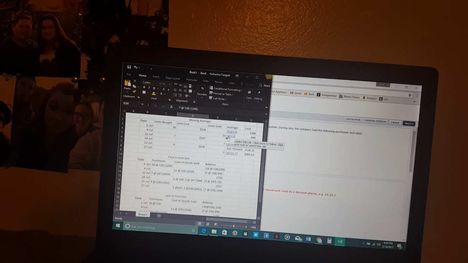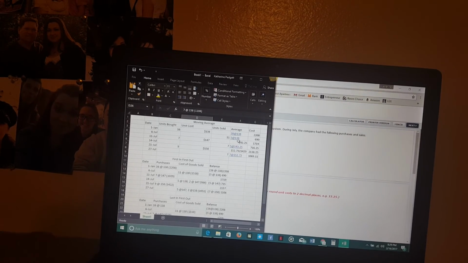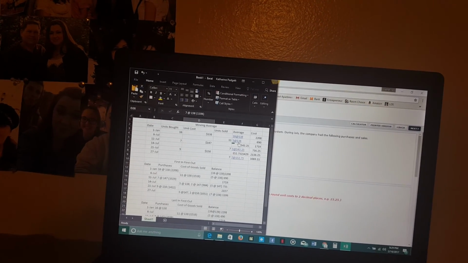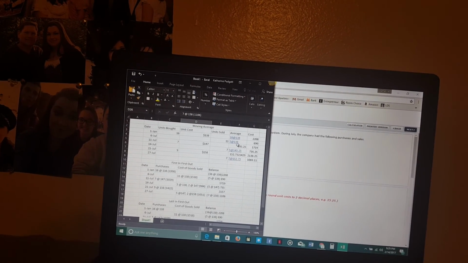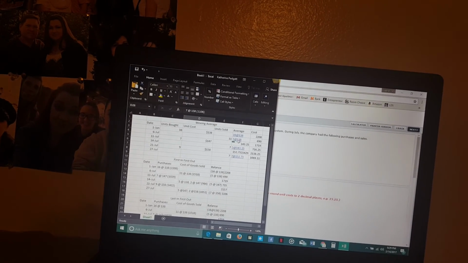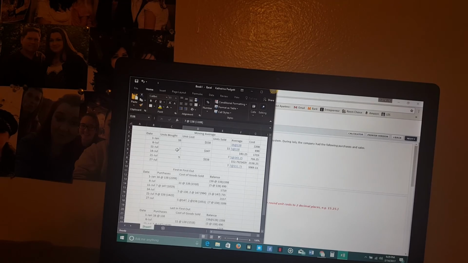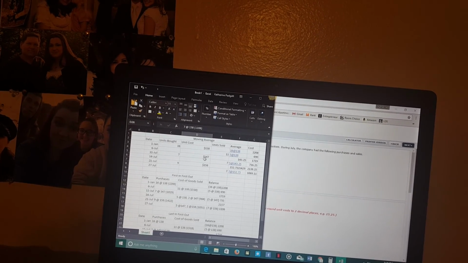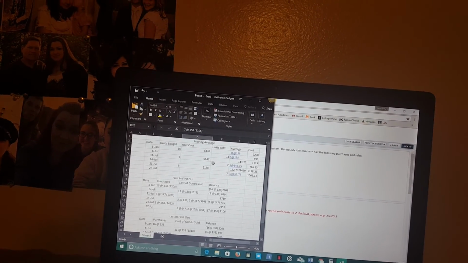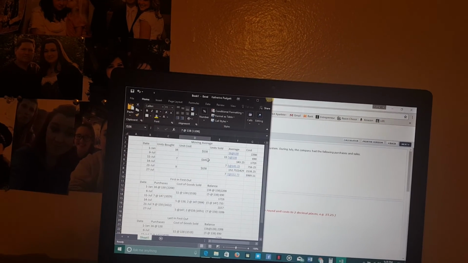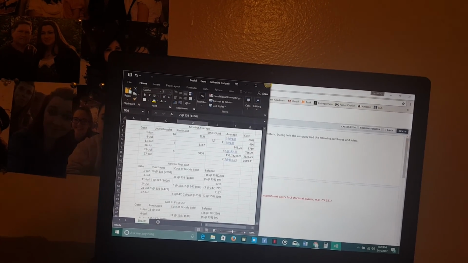So then we have 5 units left after we sell those 11, and those are going to be at $138. Then on July 11th is when it starts changing up a little bit. We buy 7 units for $147 apiece. And obviously you can see that that's a different price than the 138.